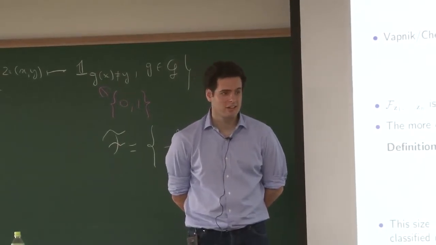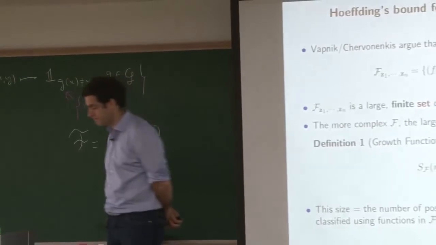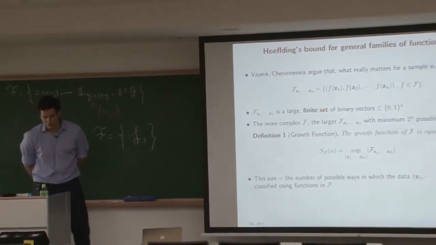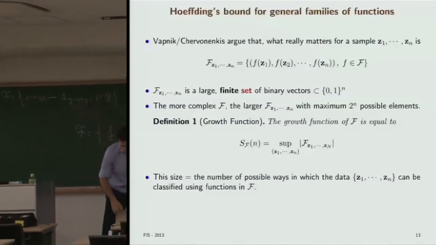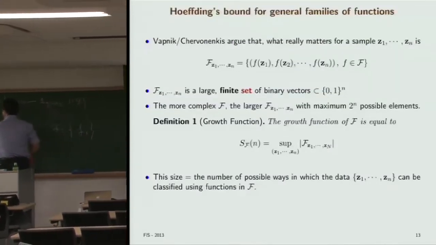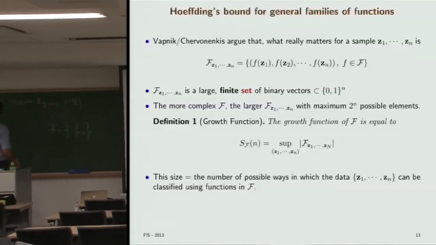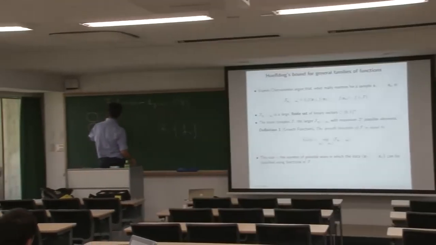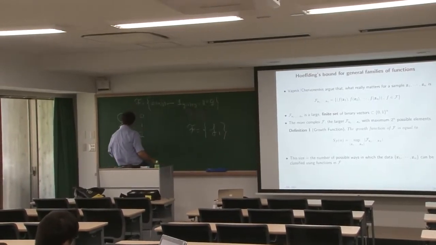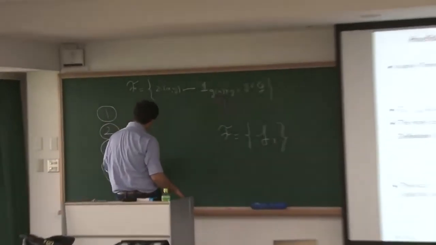Anyone? Okay, maybe let's do this. Answer 1 is 0, answer 2 is 1, answer 3 is 2, answer 4 is 2 to the power n.